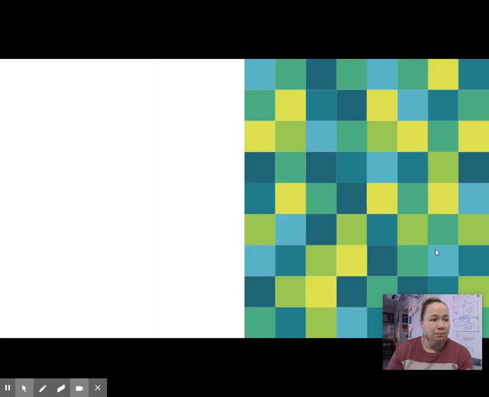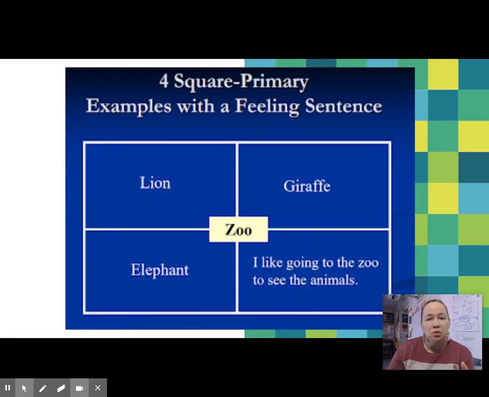And so the example in a lower elementary grade might look something like this. So you can see in the middle is the topic, is the subject. And then these are the things they're going to write about. And here's maybe their wrap up sentence. So this might be a paragraph in an early primary using Foursquare.